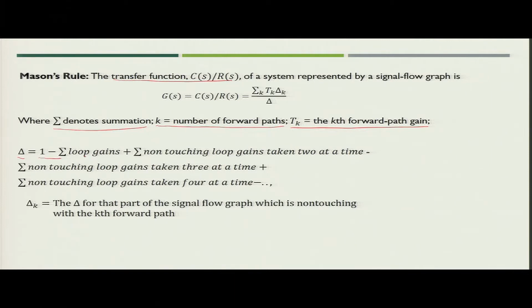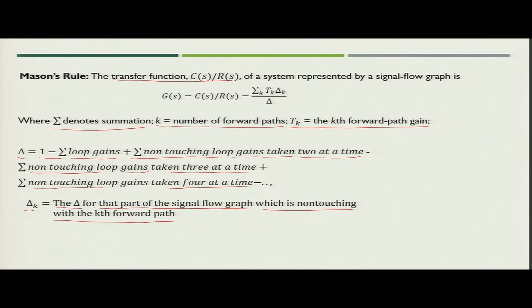Delta is 1 minus the summation of individual loop gains, plus the summation of non-touching loop gains taken 2 at a time, minus the summation of non-touching loop gains taken 3 at a time, plus the summation of non-touching loop gains taken 4 at a time, and so on. So, delta gives you the individual loop gains as well as the non-touching loop gains taken 2, 3 or 4 at a time and so on. Now, what is delta_k? Delta_k is the delta for that part of the signal flow graph which is non-touching with the kth forward path. So, this is the rule which was given by Mason.